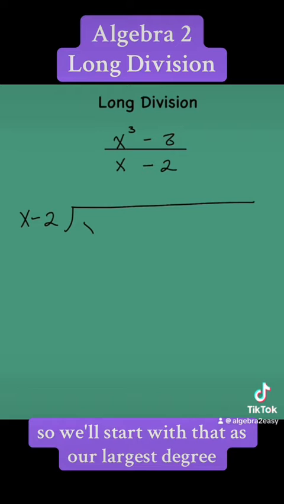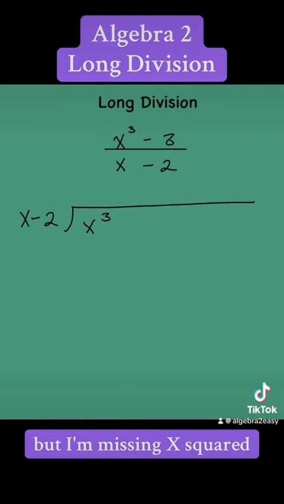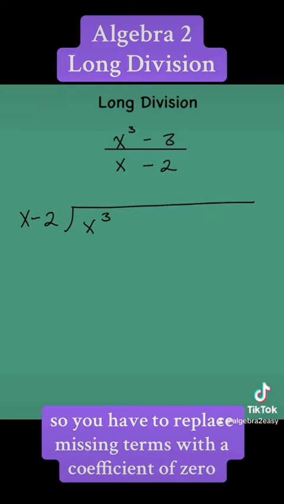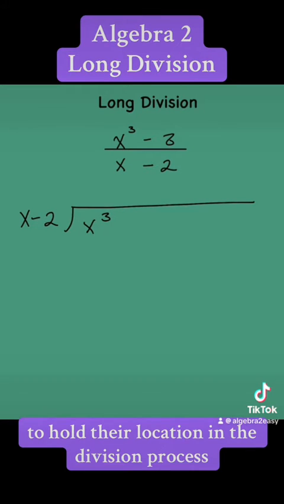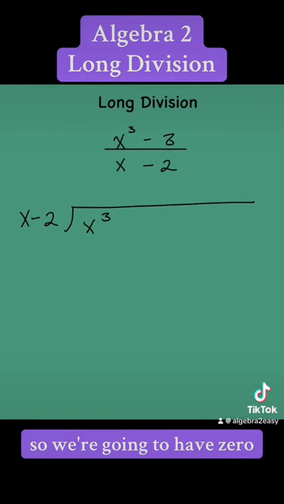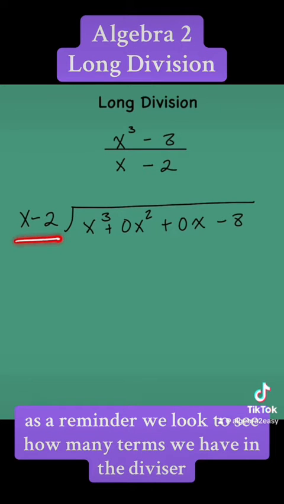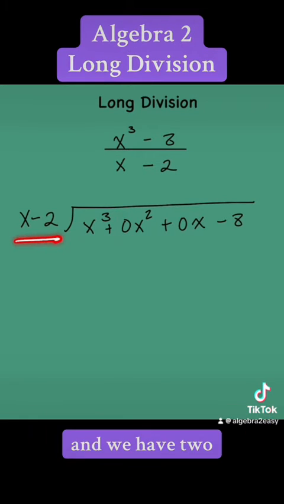That's our largest degree. But I'm missing x squared and I'm missing x. So you have to replace missing terms with a coefficient of 0 to hold their location in the division process. So we're going to have plus 0x squared plus 0x and then minus 8. As a reminder, we look to see how many terms we have in the divisor, and we have 2.